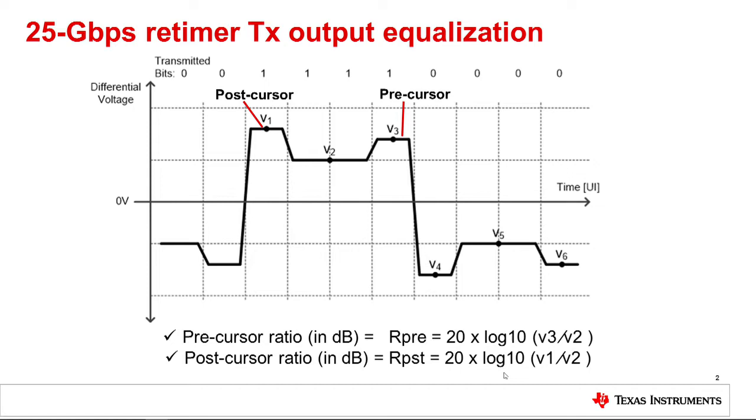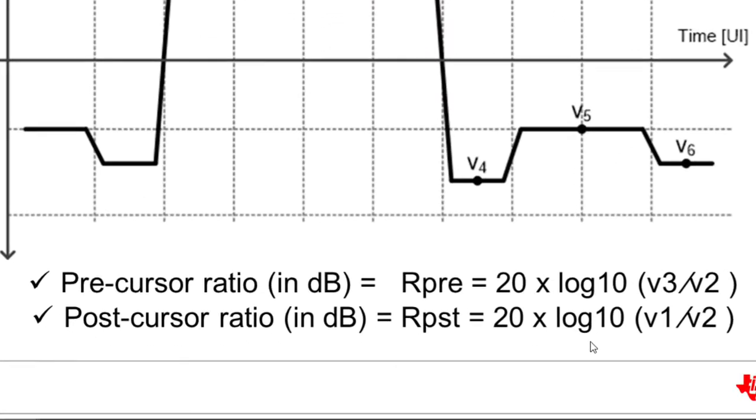To calculate the amount of pre- and post-cursor de-emphasis in decibels, we simply take the ratio of the post-cursor or precursor voltage amplitude over the amplitude for the non-transitioning signal portion, either 20 times log V3 over V2 or 20 times log V1 over V2.